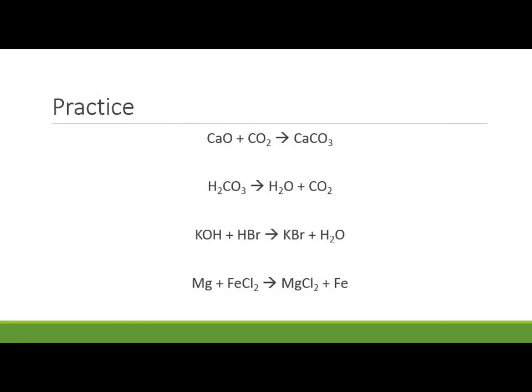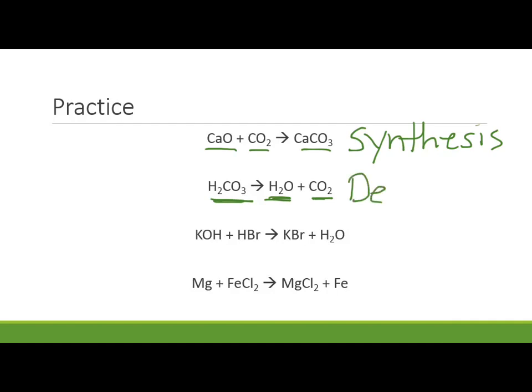Now, let's go ahead and just classify a couple of reactions, and then we'll finish up. So, what do we have here? Well, our top reaction, we have two things turning into one product, right? So that has to be a synthesis or combination reaction. So that would be synthesis. In our second reaction, we have carbonic acid breaking down into water and carbon dioxide. So one reactant turning into two or more products. That must be a decomposition reaction.